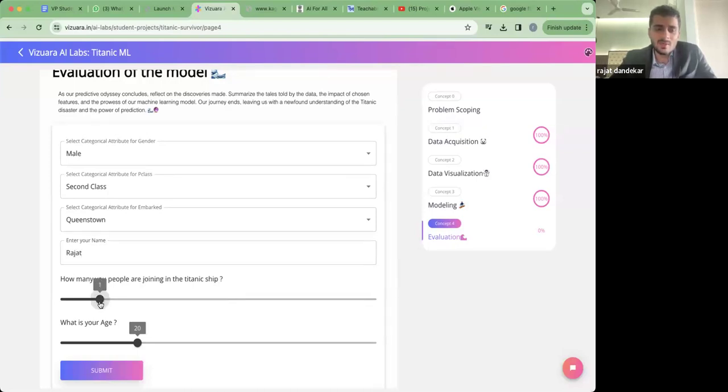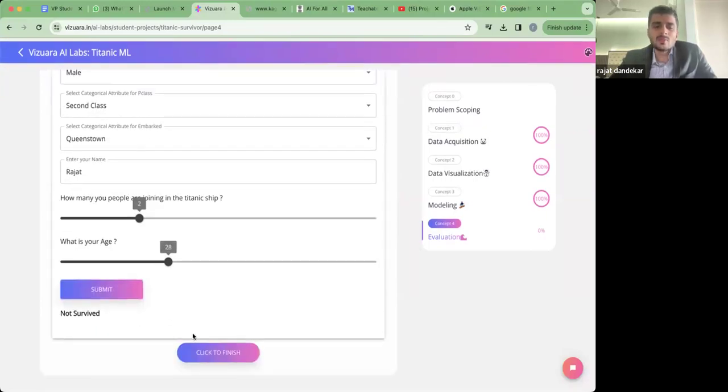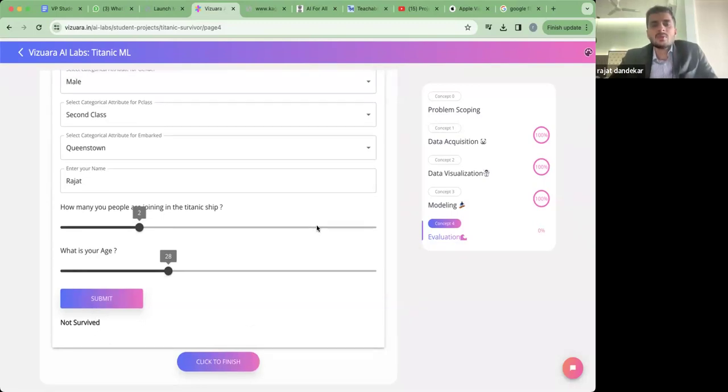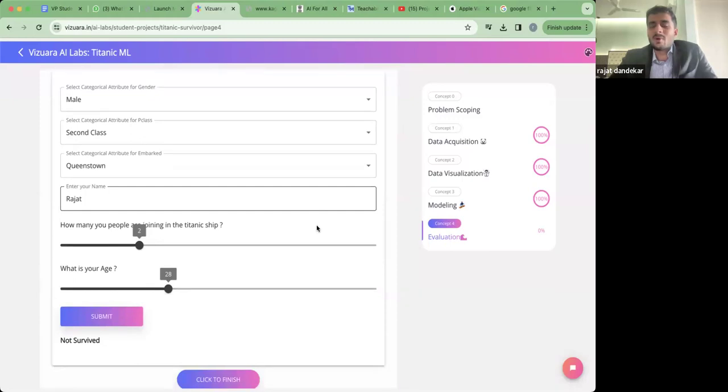So how many people are joining in this Titanic ship? Two more people are joining in this Titanic ship, and then I enter my age also. Then I click on submit. So I would not have survived the Titanic. So you can see what is happening here. The model is predicting something which is not there in the data.